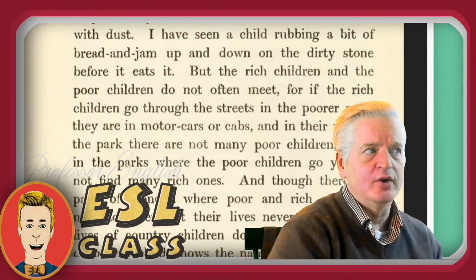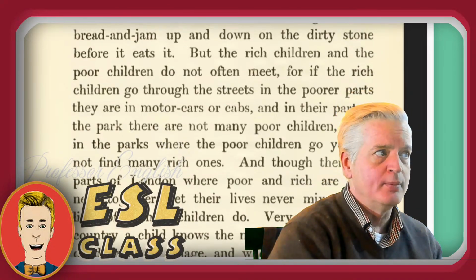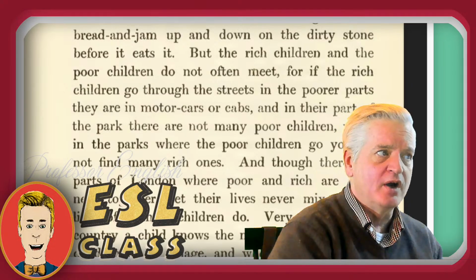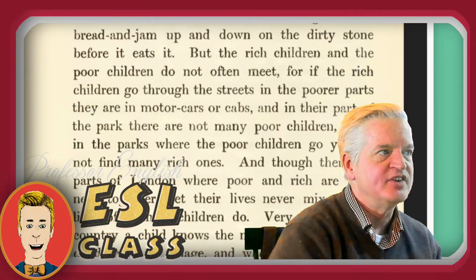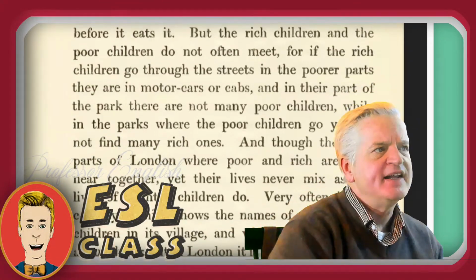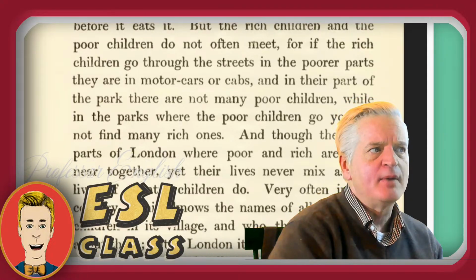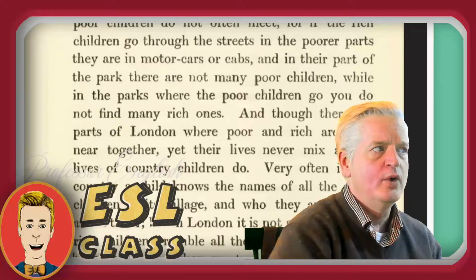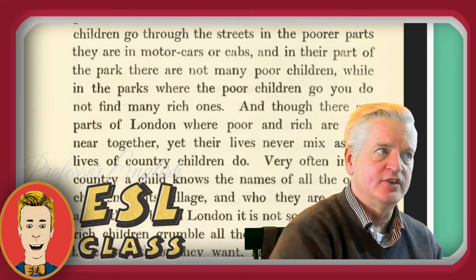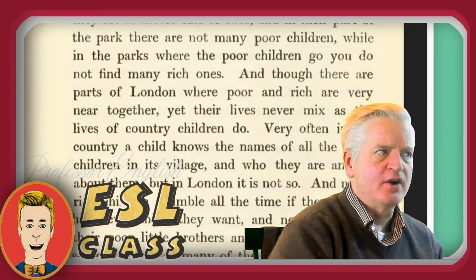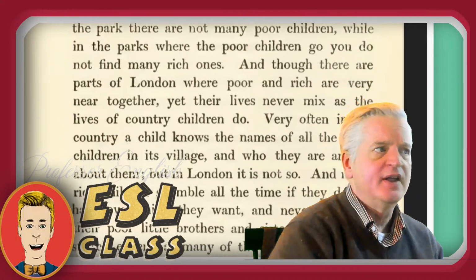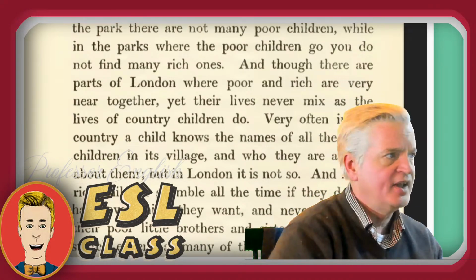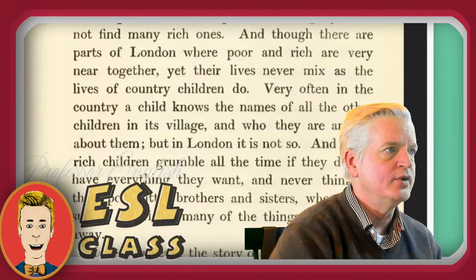But the rich children and the poor children do not often meet. For if the rich children go through the streets in the poorer parts, they are in motor cars or cabs. Remember, a cab is a taxi. And in their part of the park, there are not many poor children, while in the parks where the poor children go, you do not find many rich ones. And though there are parts of London where the poor and the rich are very near together, yet their lives never mix, as the lives of country children do.